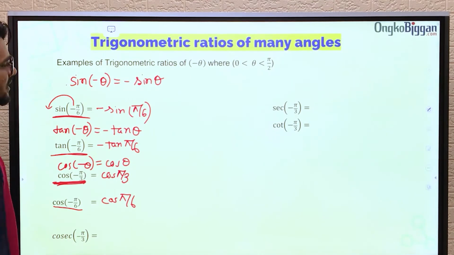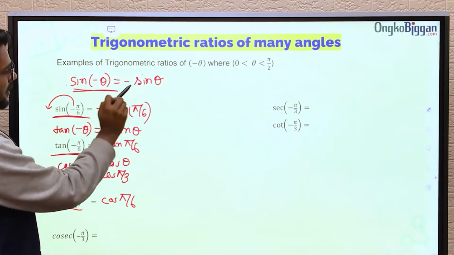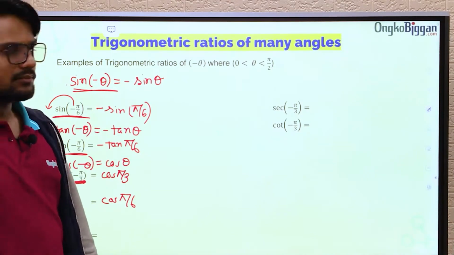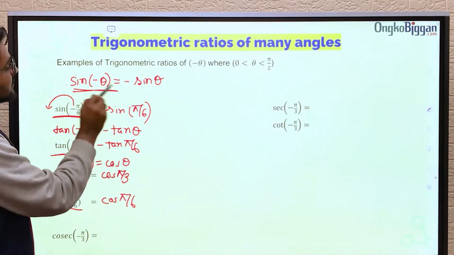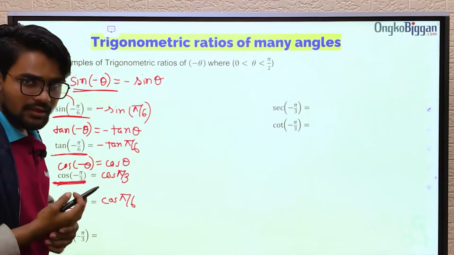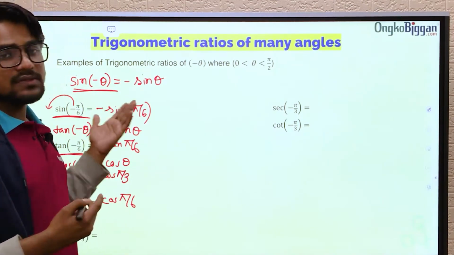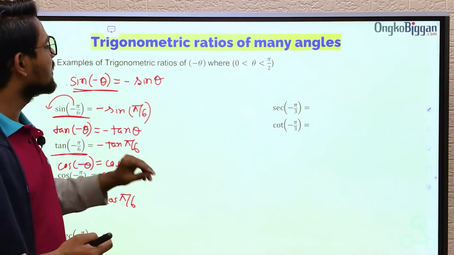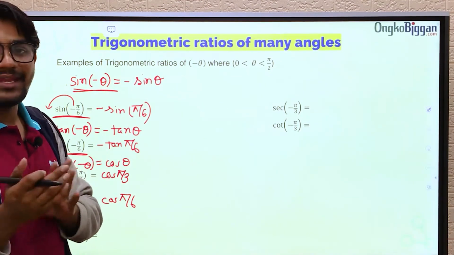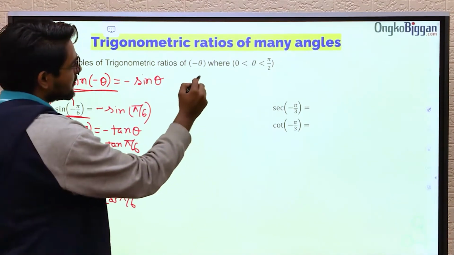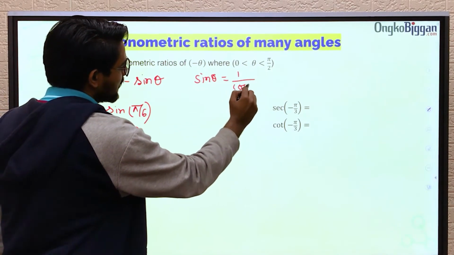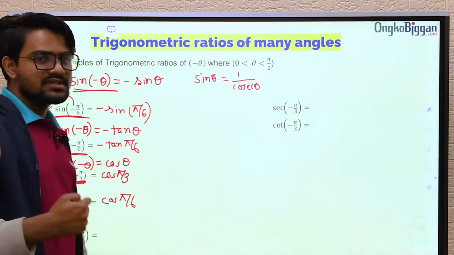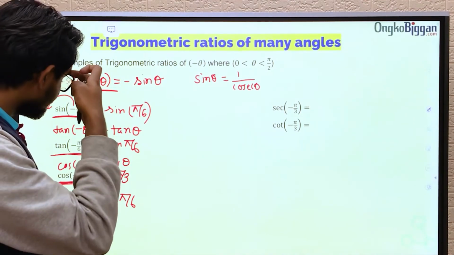And we know if the sign changes, that is if sine minus theta is equal to minus sine theta, then cosec theta will also change its sign, that is it will be multiplied by minus 1, because sine theta is equal to 1 by cosec theta. So if anything happens to sine theta, it will surely happen to cosec theta also.